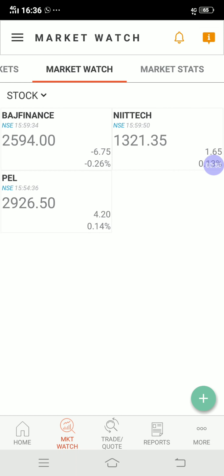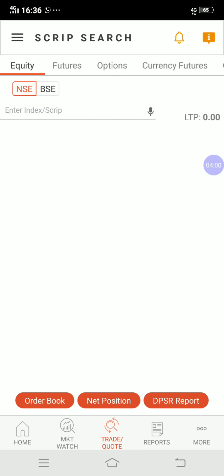Now if you see trade quote, this is the main place where you will trade all the scripts in the equity segment, future segment, and options. If you have currencies also, you can do currency futures and currency options, if you have the access. In equity, there are some stocks which are present in both BSE and NSE, so both can be traded here.